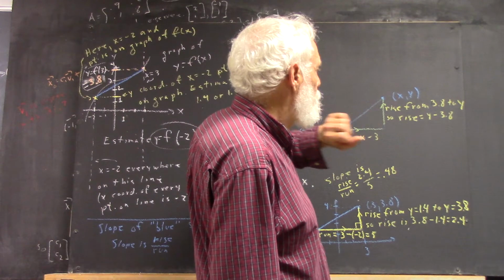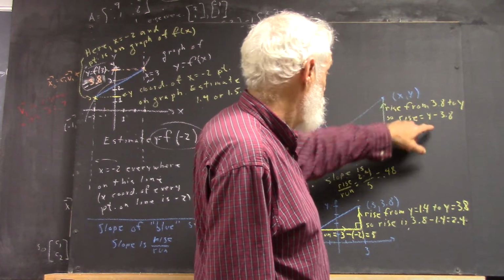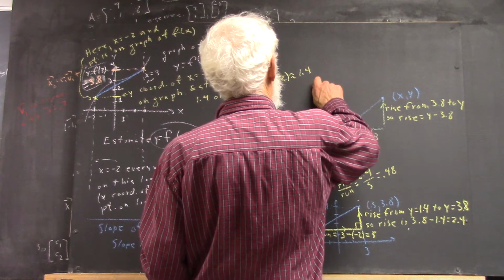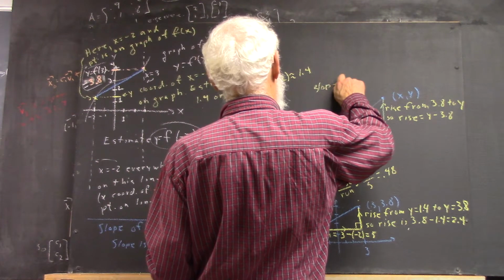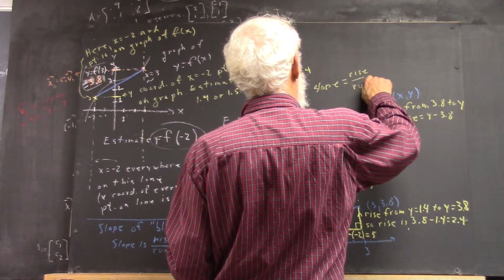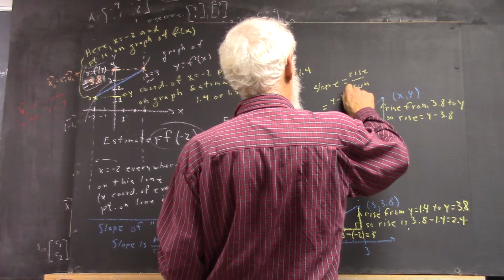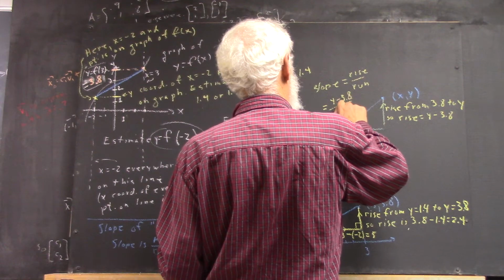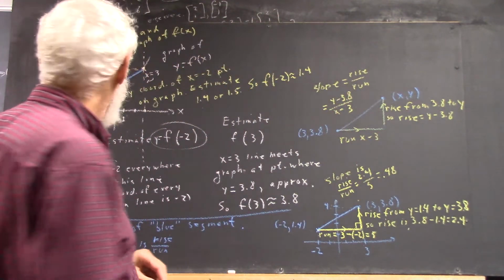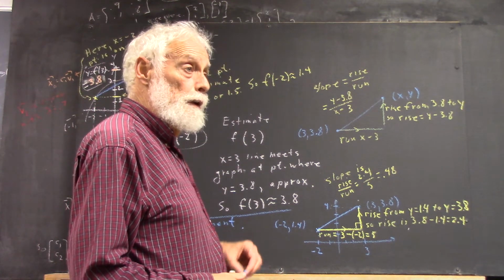Okay, and then your rise goes from 3.8 to y. So there it is. So now the slope is y minus 3.8 over x minus 3. Okay? I'm going to give you one little bonus here.